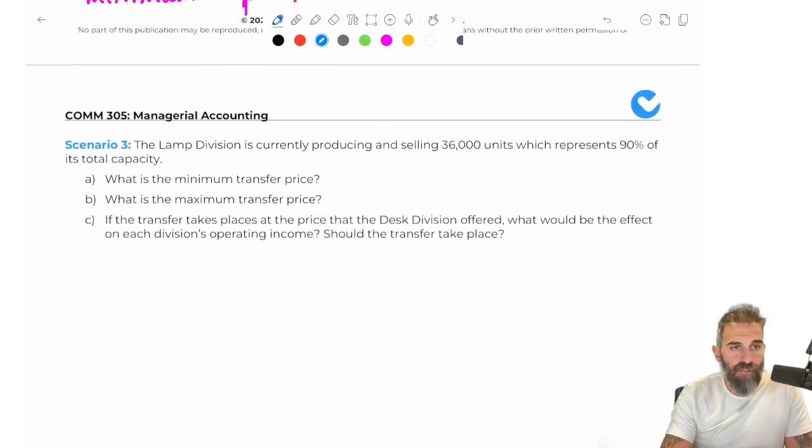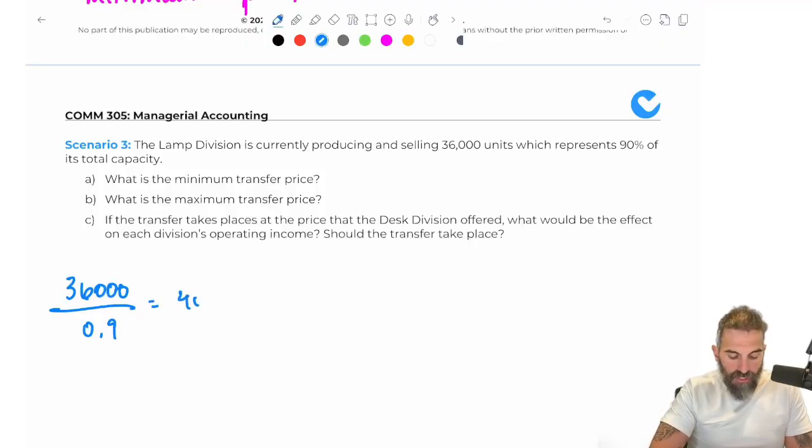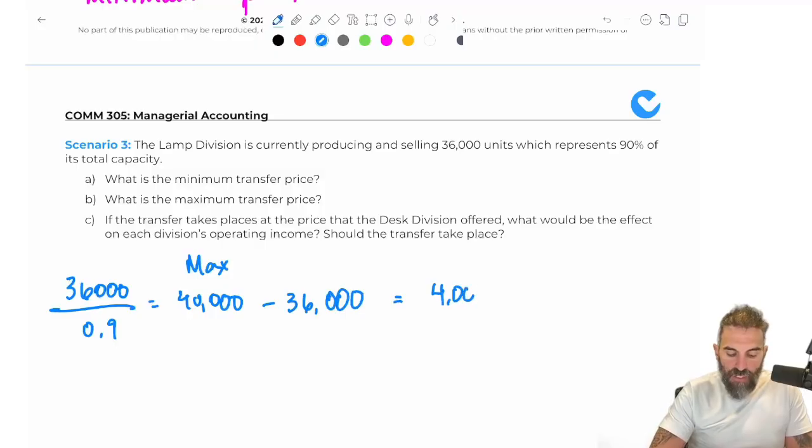So scenario number 3. The lamp division is currently producing and selling 36,000 units, which represents 90% of its total capacity. So we want to figure out what is their maximum capacity. So you take the number of units they're making and divide it by the percentage. That would be 40,000. So this tells me that their maximum capacity is 40. If they're currently producing 36, they have 4,000 units available. This is what we call excess capacity, or available capacity.